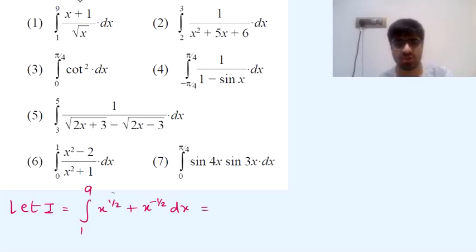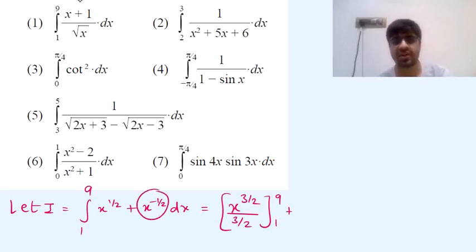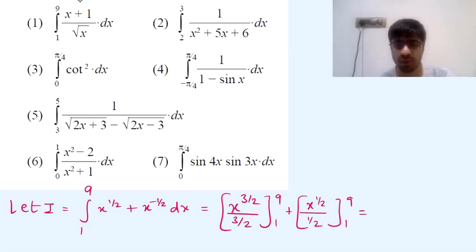So the integration of x power half will be x power half plus 1, which is x power 3 by 2 upon 3 by 2, and you have integrated that from 1 to 9, plus x power minus half. The integration will be x power minus half plus 1, which is x power half divided by half, and even that gets integrated from 1 to 9. When it comes to definite integration, we do not put a constant of integration c.